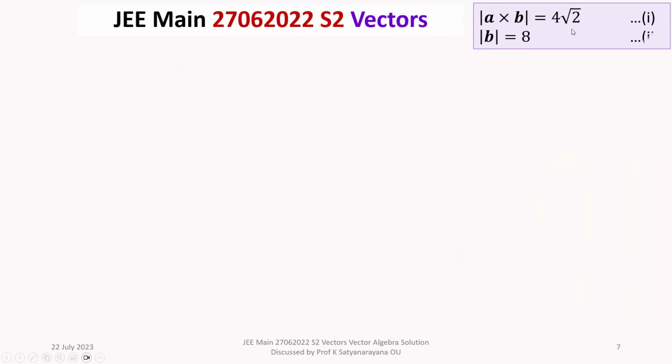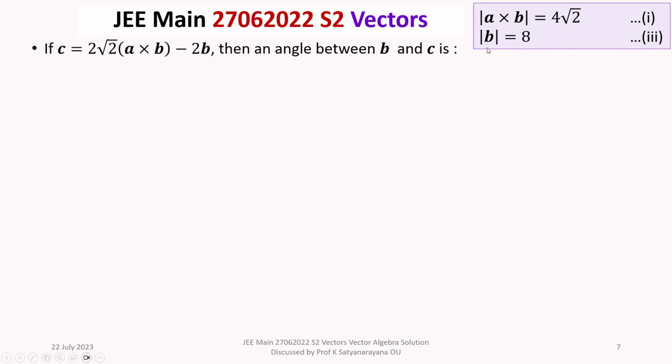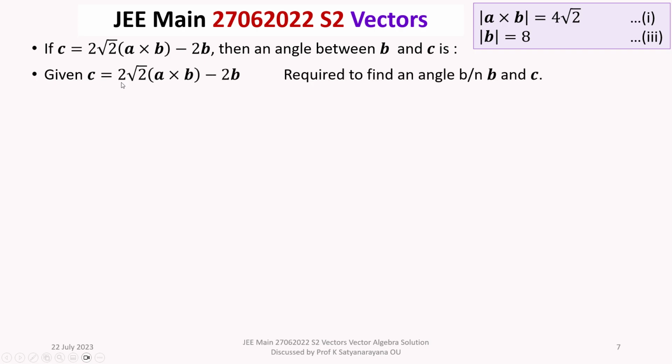We want these results. Modulus of A cross B is equal to 4 root 2, that is relation 1. Mod B is equal to 8, that is relation 3. And we are given another vector C, which is given as 2 root 2 into A cross B minus 2B. Our goal is to find the angle between B and this vector C. So why not we call the angle between B and C as the angle alpha?